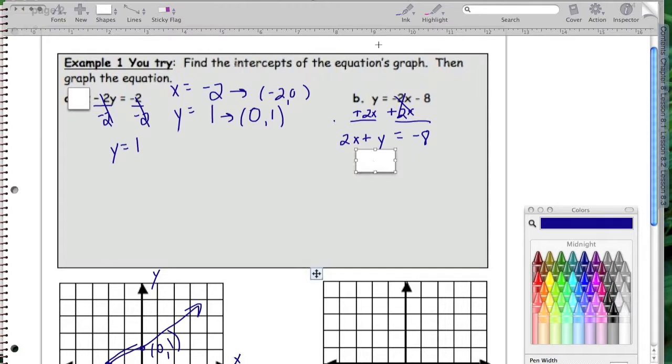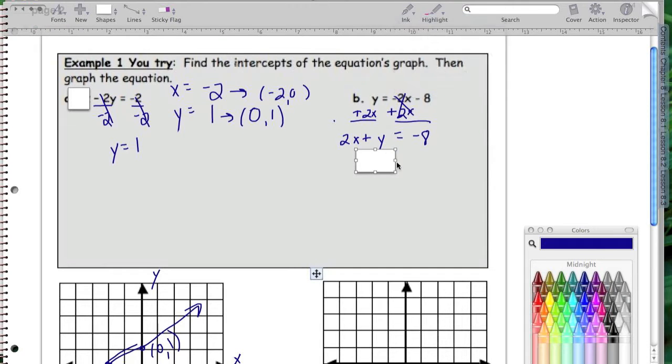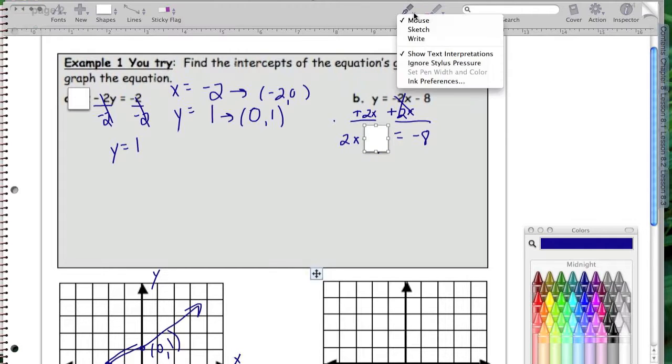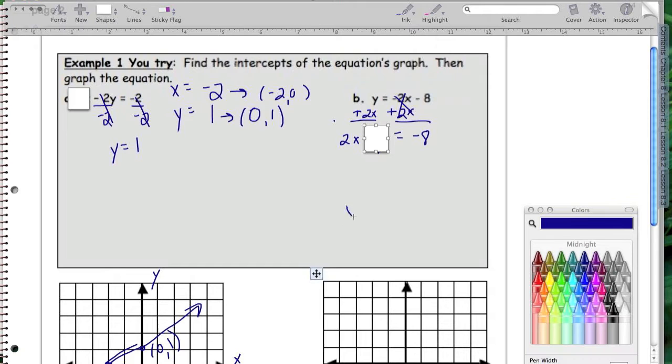Doesn't matter what I cover up first. I will cover up the y just to follow the same pattern we've been doing. I get 2x is equal to negative 8. That means my x is negative 4. Divide both sides by 2, which would be the point negative 4, 0.